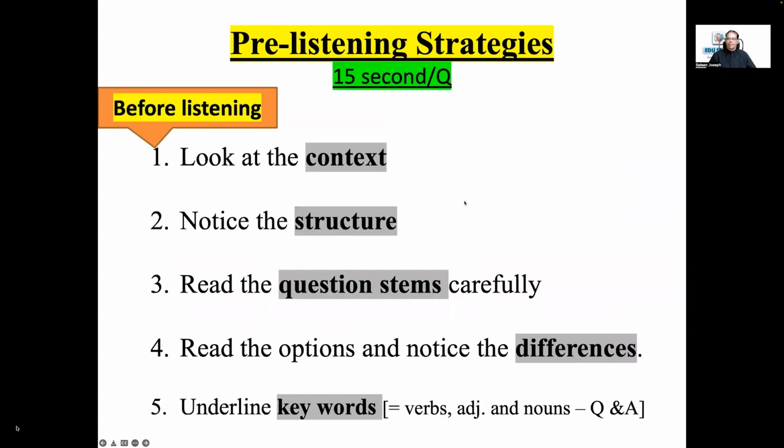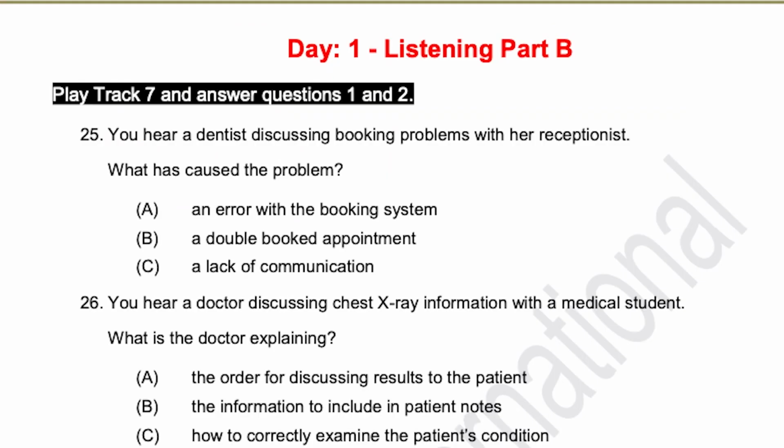And pre-listening strategies: you have 15 seconds per question. I said golden seconds. Here also it said golden seconds, 15 seconds. That is pre-listening strategies. What should you do before listening? Look at the context. Immediately in the question booklet, you have the context given at the very beginning of the question. So look at the context, notice the structure of the conversation, read the question stems carefully, the main question stems, read the options and notice the differences between the options. Underline keywords, verbs, adjectives, nouns, etc. in the question and answer options.